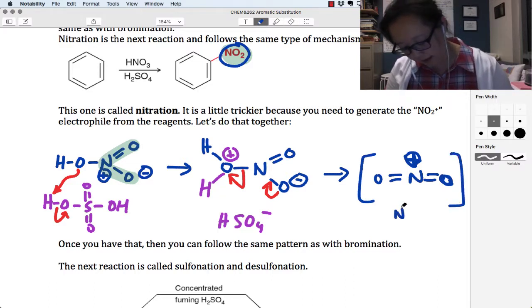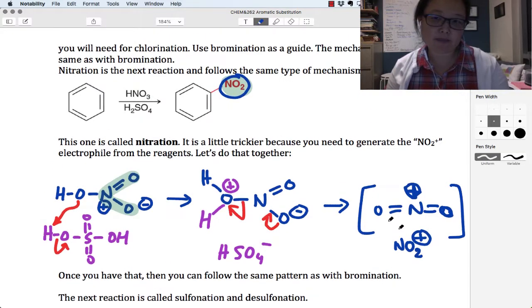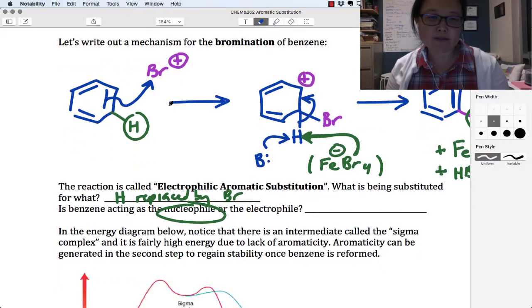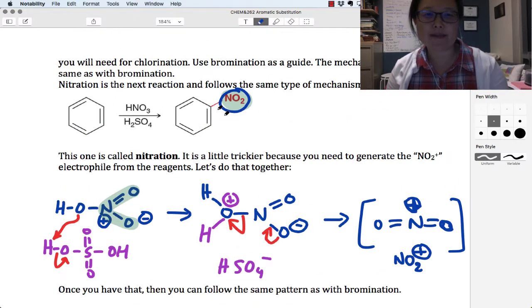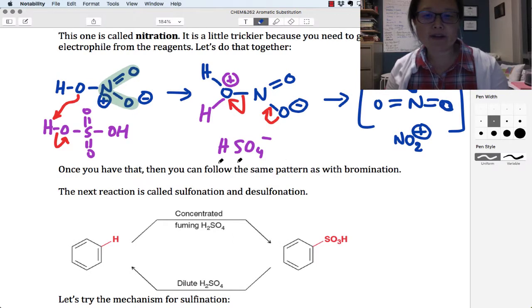NO2 ion, NO2 positive charge. So that's my electrophile going into the aromatic substitution. So instead of Br plus as my electrophile, I've generated NO2 plus here. Okay, and that's going to explain how to get that group on there. So once I have that, then I can follow the same pattern as with bromination.